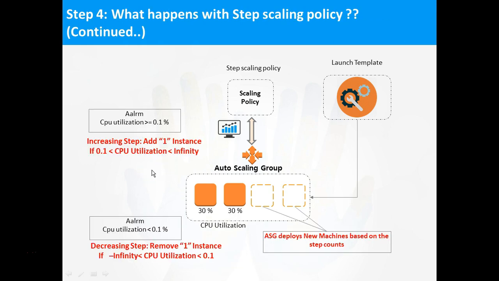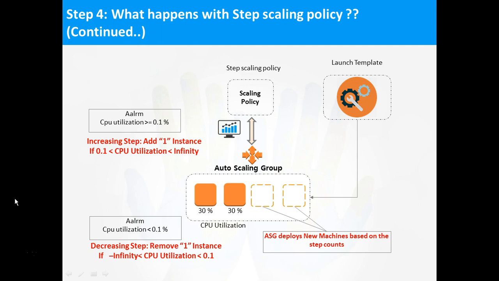As per this diagram, with the step scaling policy, whenever my average CPU utilization of the instances is greater than or equal to 0.1%, it will add one instance to the autoscaling group. This is called an increasing step. Whenever my average CPU utilization of the instances is lesser than 0.1%, it will remove one instance from the autoscaling group. This combination is one step. You can also add multiple steps if you want.